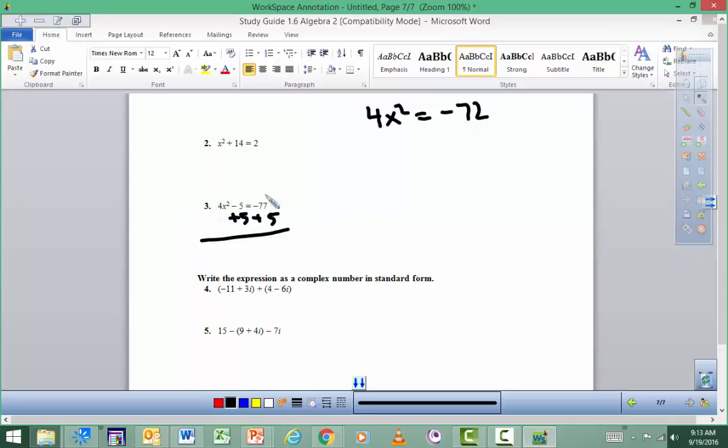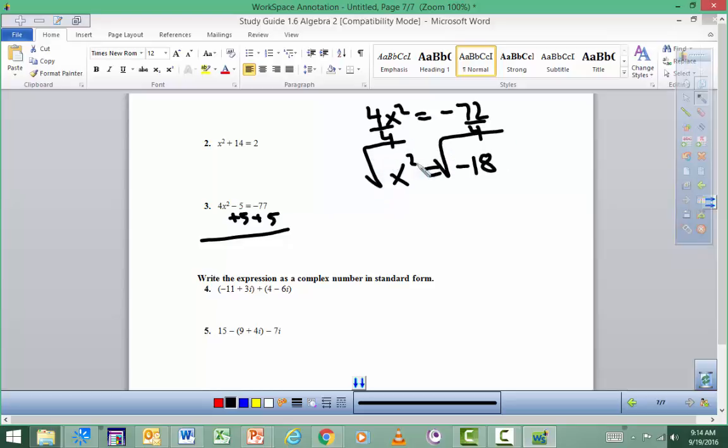Yeah, I'm doing number 3. And then I'm going to divide by 4 here and divide by 4 here. X squared is equal to negative 18. Okay, so now I want to take a square root here and a square root here.